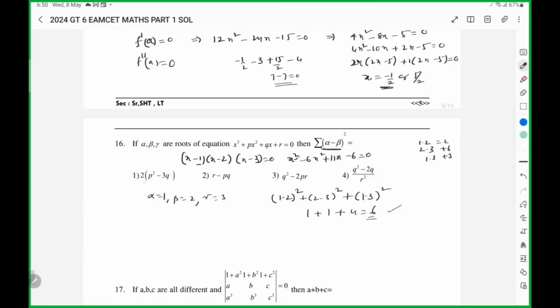So first option, let us take 2 times p square. Here p is 36 minus 3q. So r minus pq, let us check it. R is minus 6, pq is 66. Like this, the first option is correct.